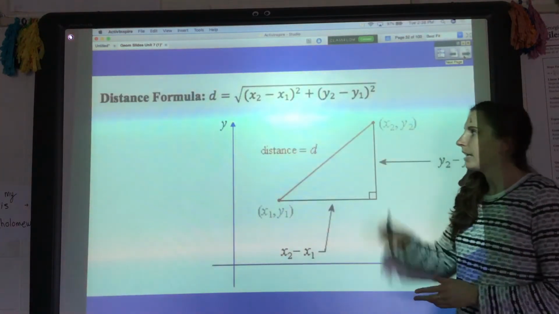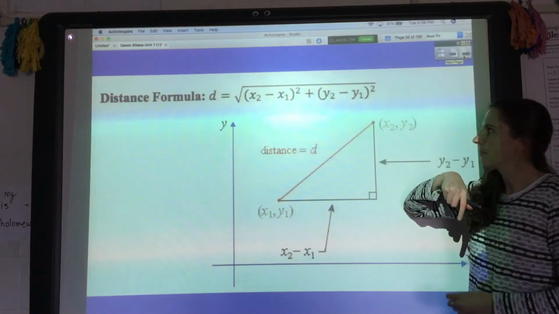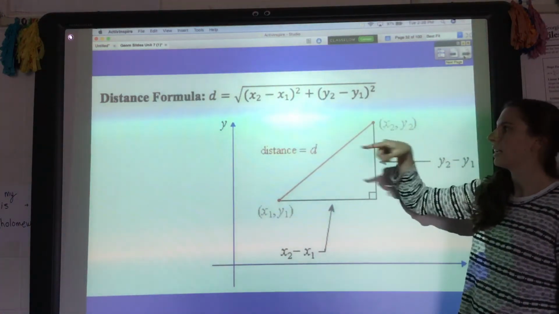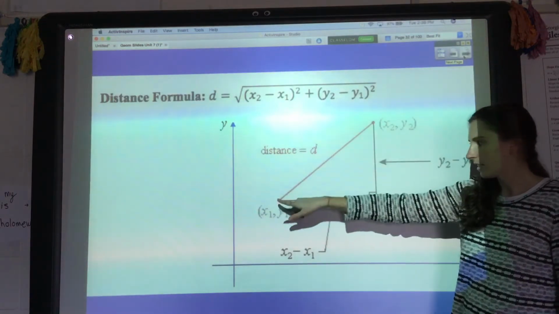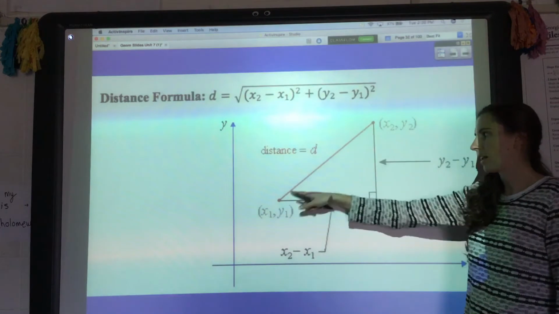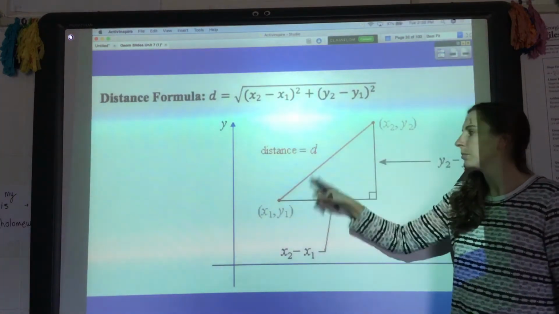Just as a reminder, here is the distance formula. Basically, you just subtract the x's and square it, subtract the y's and square it, and take the square root. That tells you the distance from one point to another. Or you could also just make a right triangle out of it and do Pythagorean Theorem to find a length.